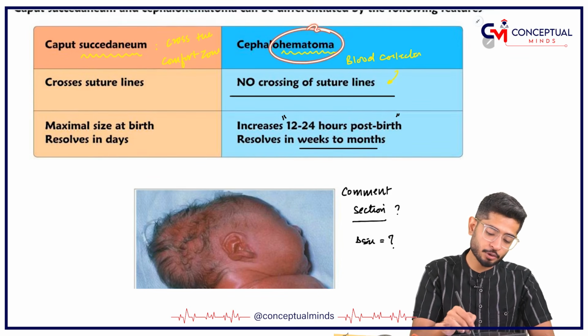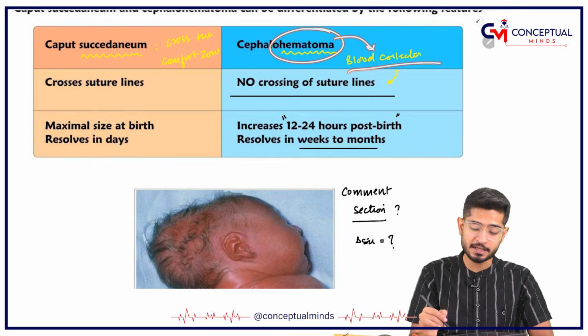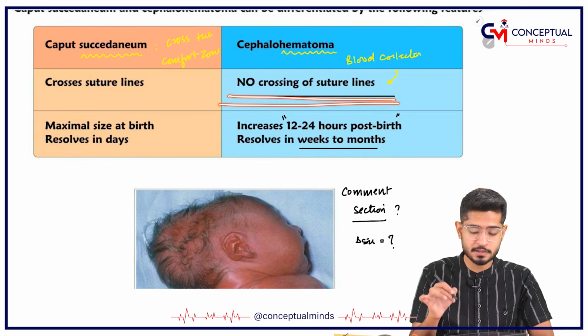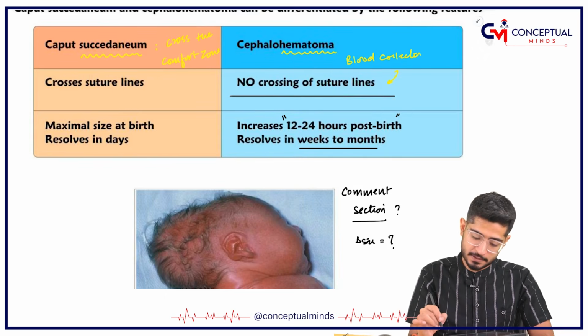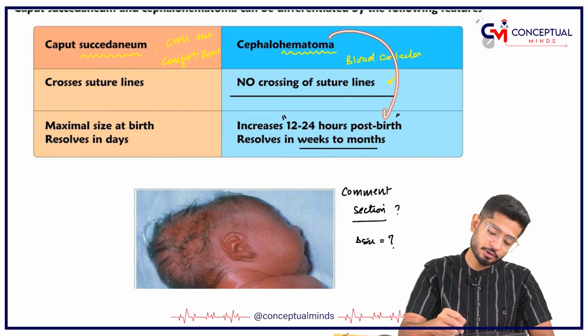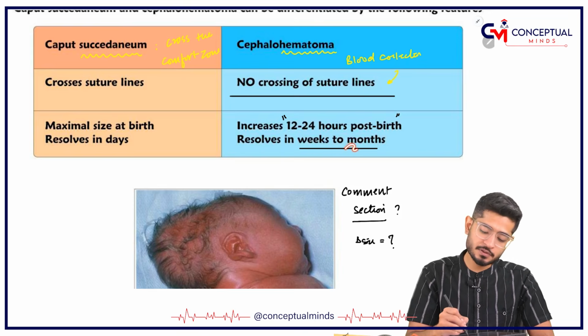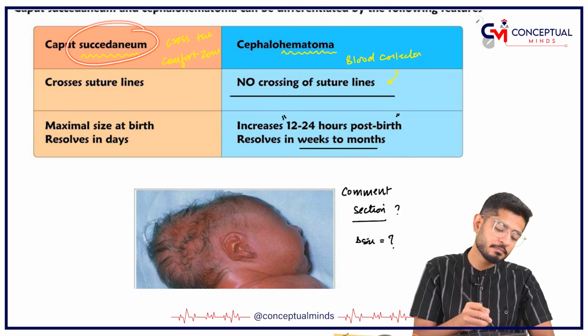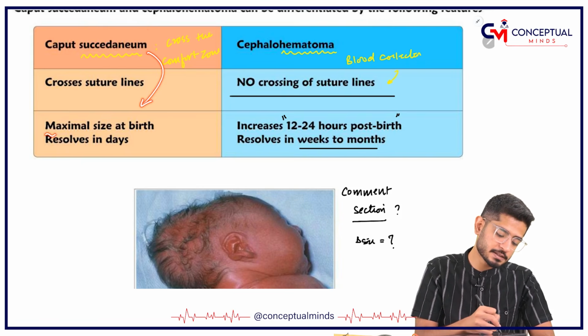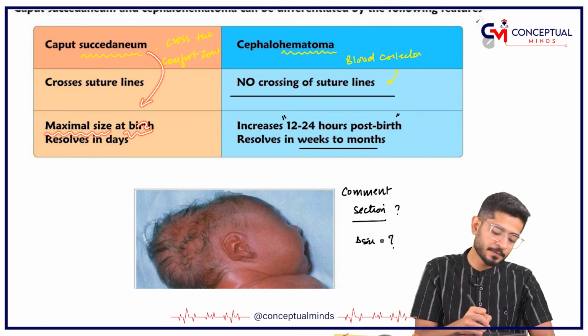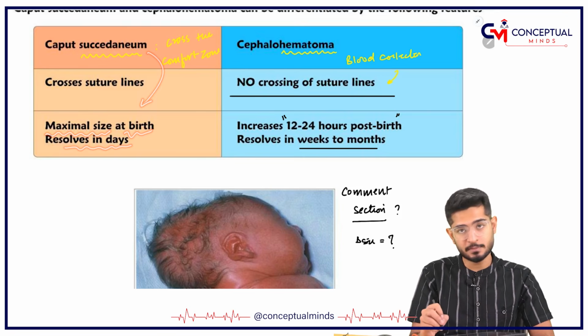Whereas Cephalohematoma, hematoma simply means blood collection. It does not cross the suture line. But what is important? Cephalohematoma is going to increase 12 to 24 hours after birth and it is going to get resolved within weeks to months. Whereas Succedaneum is at maximum size at birth and it's going to resolve in some days.